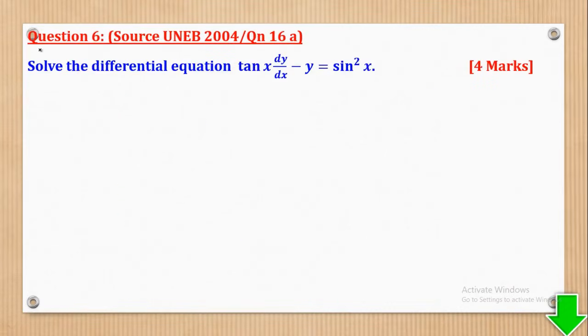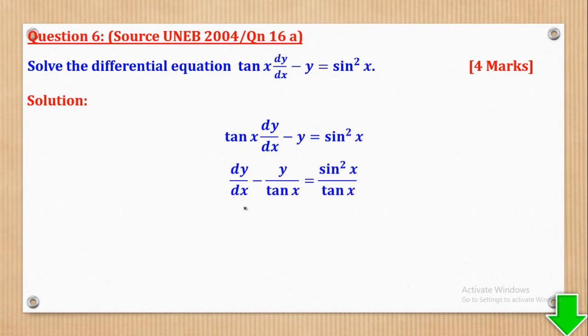So now we shall go to question 6, which came from UNEB 2004, paper 1, question 16a, and says, solve the differential equation this. So here the coefficient of dy/dx is tan x, meaning that you have to make it positive 1 by dividing throughout by tan x. When I do that, I'll come up with this. Then next is to identify that now p will be equal to negative 1 over tan x, but remember 1 over tan is equal to cot. That is why here you see cot, and here also 1 over tan is cot, so it will be sine squared x multiplied by cot x. That is why you see it there.